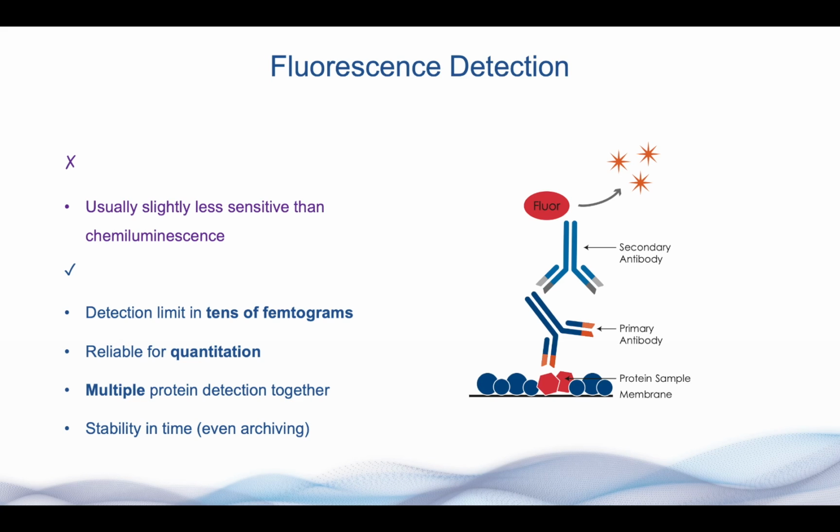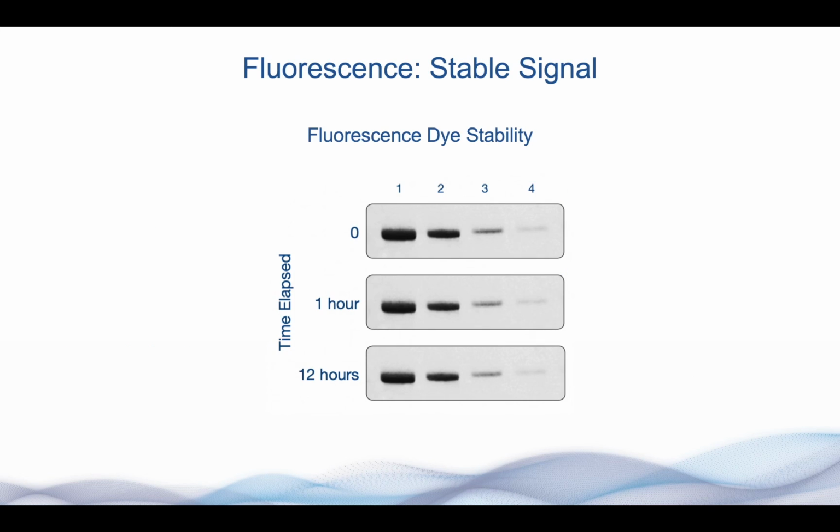Stability in time also allows us to even archive a signal. So if we prepare our blot well, there should not be much change in fluorescence signal intensity within hours of making the Western blot, which is perfect because not always in our lab can we perfectly time when we can detect our Western blots, and this gives us further flexibility.